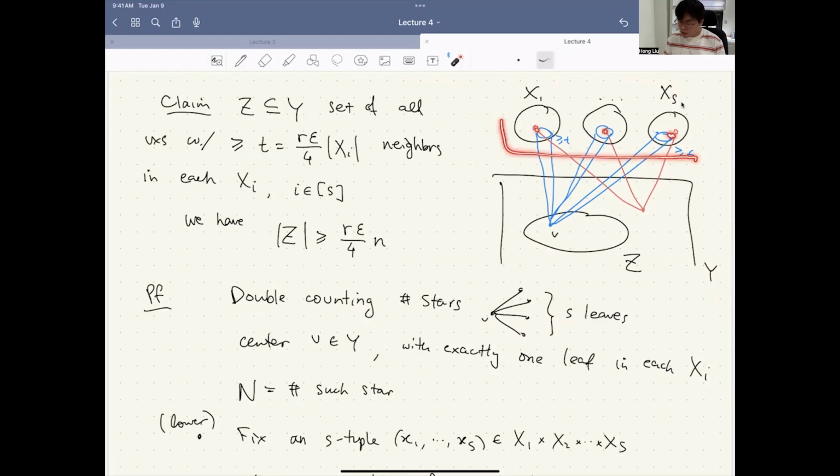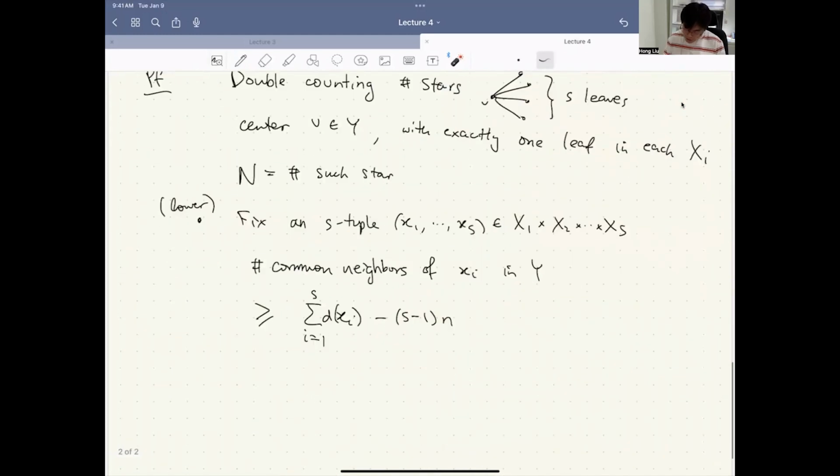But some could be vertices up here, so we also subtract all the vertices up here to make sure the common neighbors live down here. You have s sets, each of size capital T. But remember, this T is a number that's independent of n, so it's a constant. And s is at most r, which is also a constant. So what really matters is this quantity.